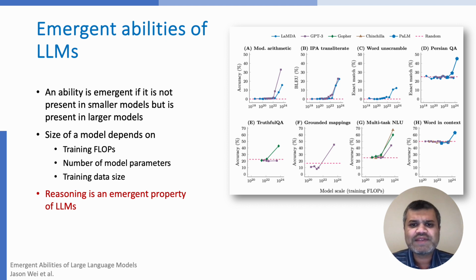So if you look at, for example, any of these plots, you can see that after a certain threshold, suddenly the results become very good compared to before that threshold. Okay, so that's the reason why reasoning now is talked about in terms of LLMs, but it was not there before the LLM era.